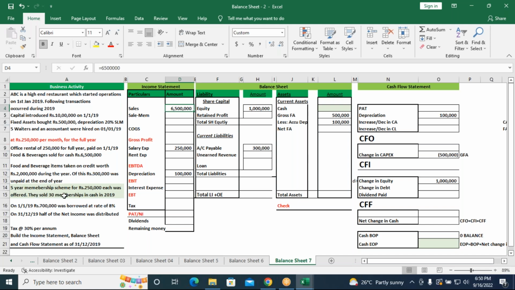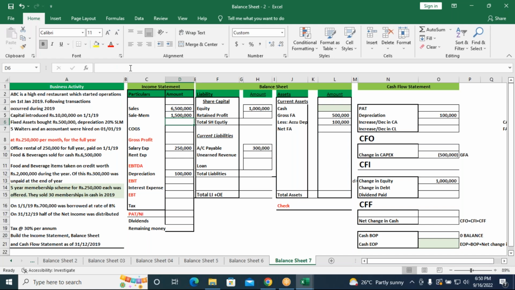So here, the next one is a 5-year membership scheme for 2,50,000 each that was offered. They sold 30 memberships in cash in 2019. So here is the sale of membership. How much they have sold is equal to 2,50,000 into 30, close the bracket here, divided by 5 years. So it is 15 lakh rupees of sales membership they have sold.